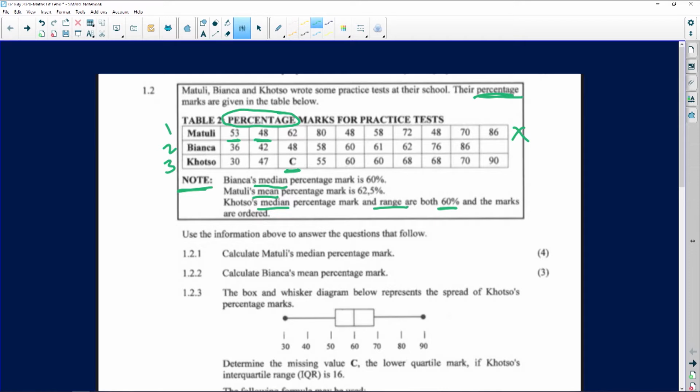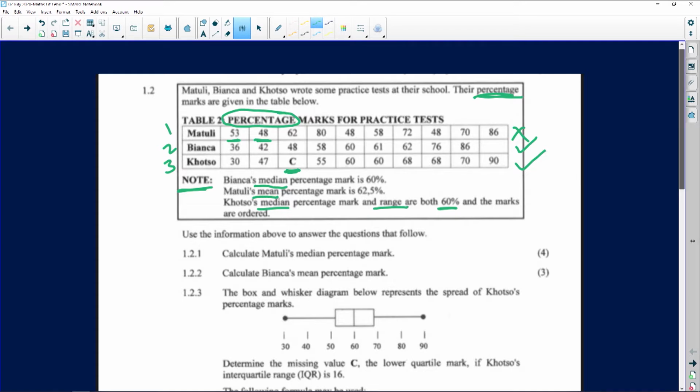58, 60, 61. So this one is ordered. So we know Bianca is ordered. And then we've been told that Khotso's marks are ordered. Let's prove that. 30, 47, we've got our C going on over there. 55, 60, 60, 68. Perfect. Those marks are ordered. So you can see I went in and I looked at whether these marks were ordered or not. Let's go to the questions.